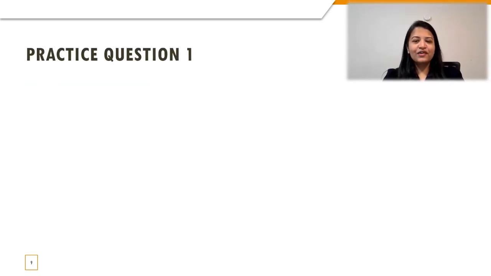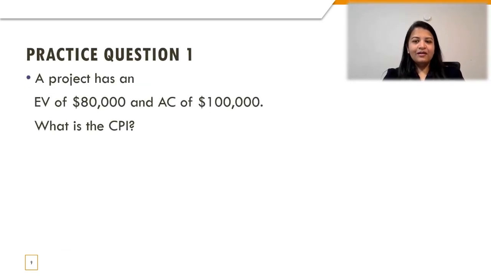Let's look at the first practice question. The project has an EV, or earned value, of $80,000 and the actual cost incurred to reach over here is $100,000. So what is the CPI? Please pause this video and try to solve it on your own using the mental math trick that we learned before, and come back to this video again to check if you solved it right or not.